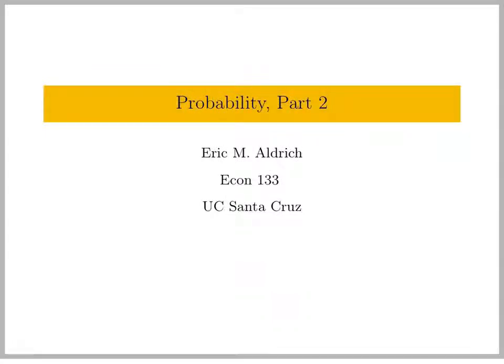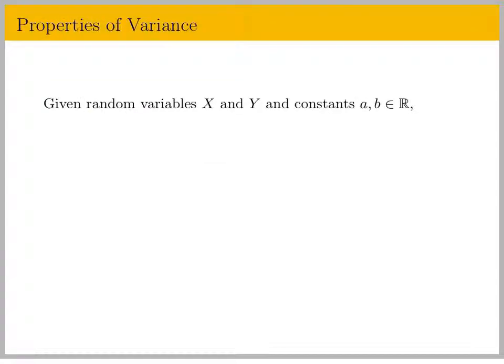Let's continue from where we left off in our last lecture and discuss more concepts related to probability. In the last lecture, we defined variance and covariance and proved a couple of definitions that make them easier to compute. We'll now look at properties of the variance.